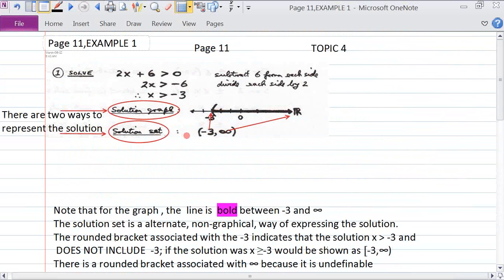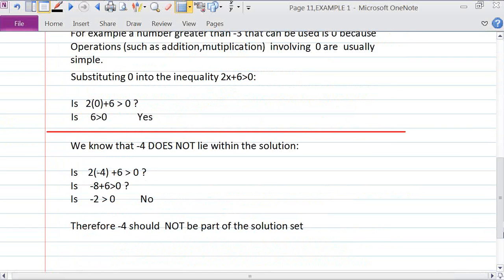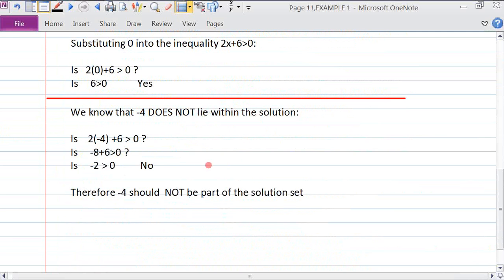Now, we know that the number -4 is over here, and -4 is less than -3. It's not greater than -3, so we can choose -4 because it lies right here. It's not in the solution set. The solution set is from here to here. We're going to try that out. Instead of x now, we replace it with -4. 2 times -4 is -8 plus 6, and we still have the greater than 0. Is -2 greater than 0? No. Therefore, -4 should not be part of the solution set.